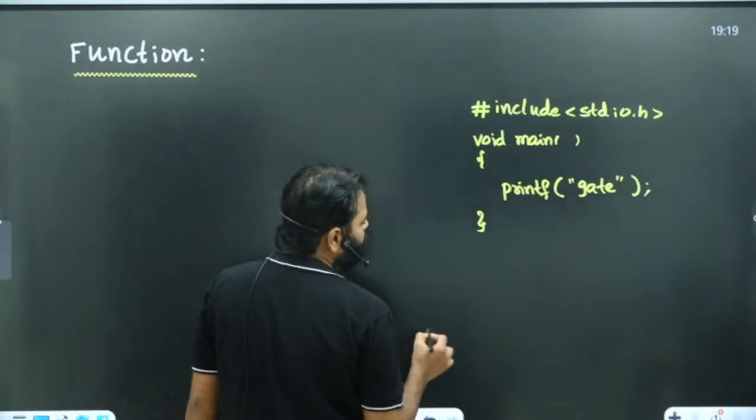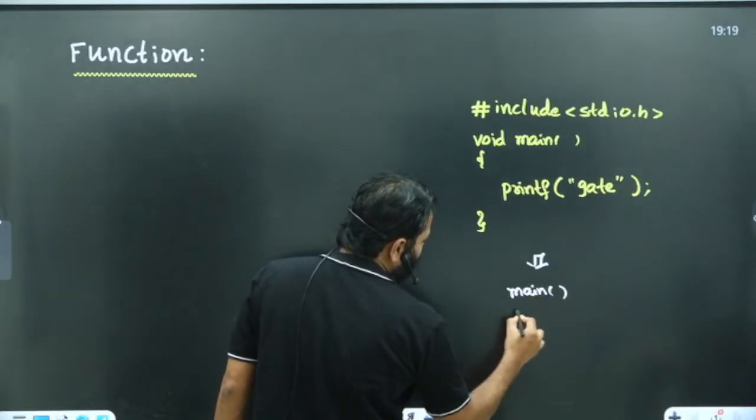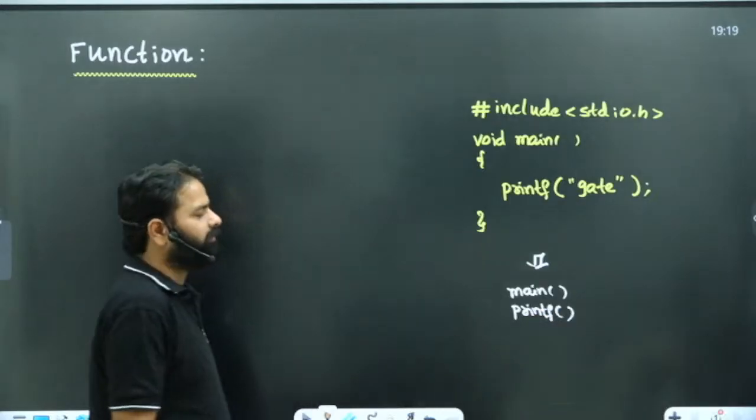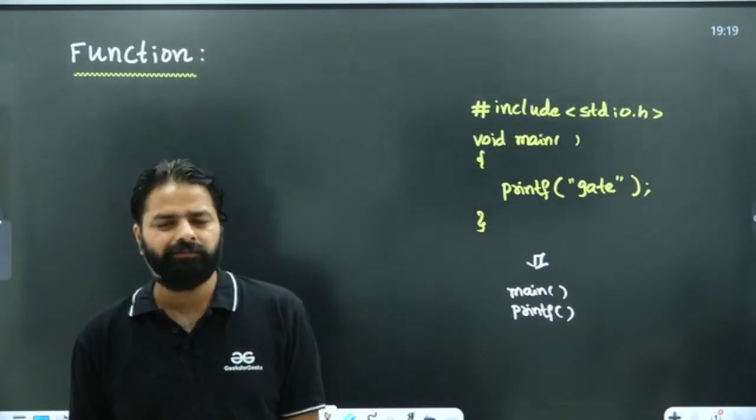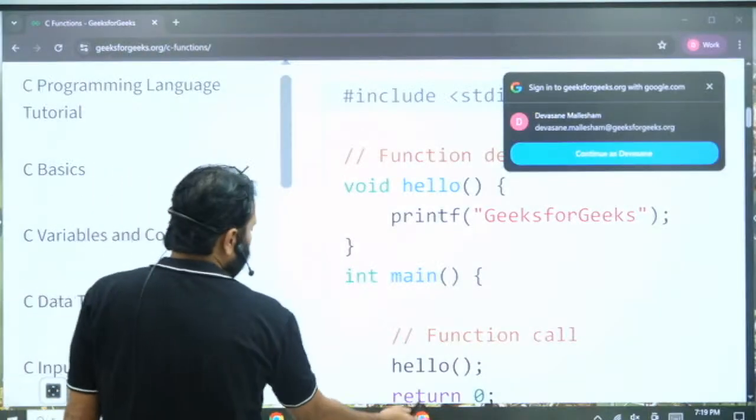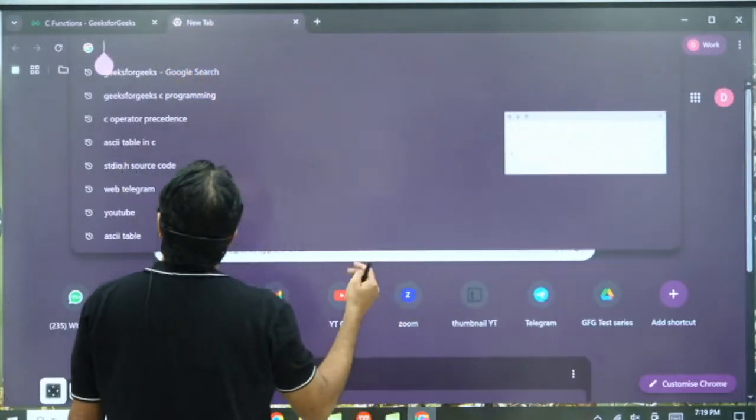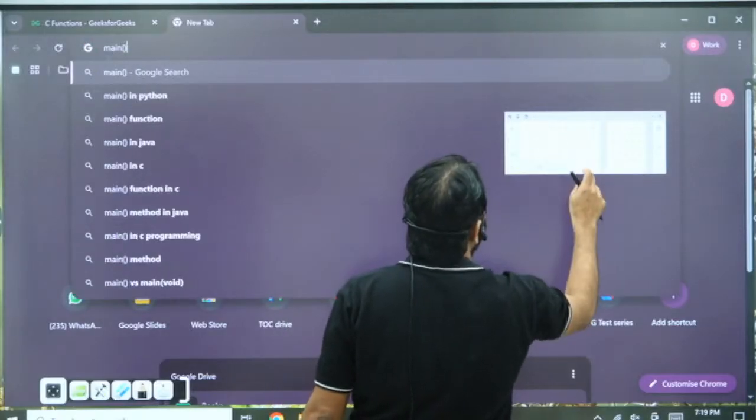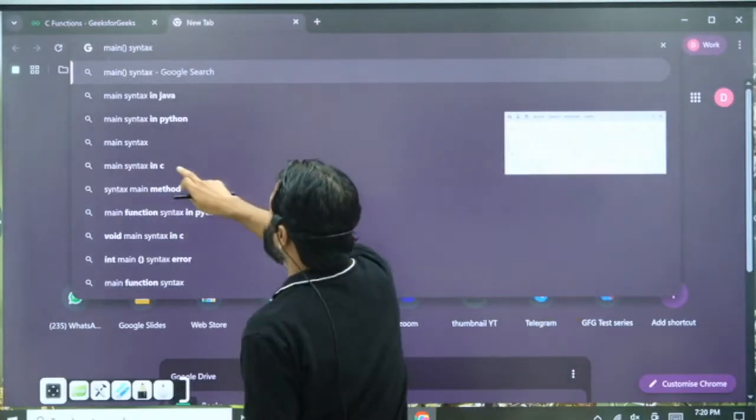In this, you have two functions. One, you have a main function. Other, you have a printf function. Correct? How many of you know the main syntax and printf syntax? Anybody aware? If you go to Google and search main syntax, that's all you need to do in C language.